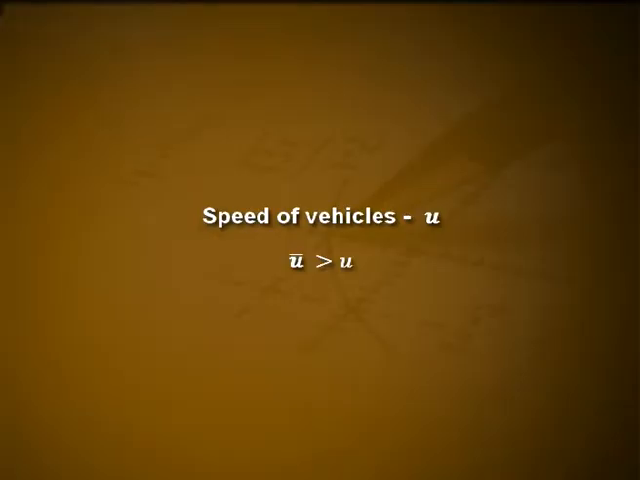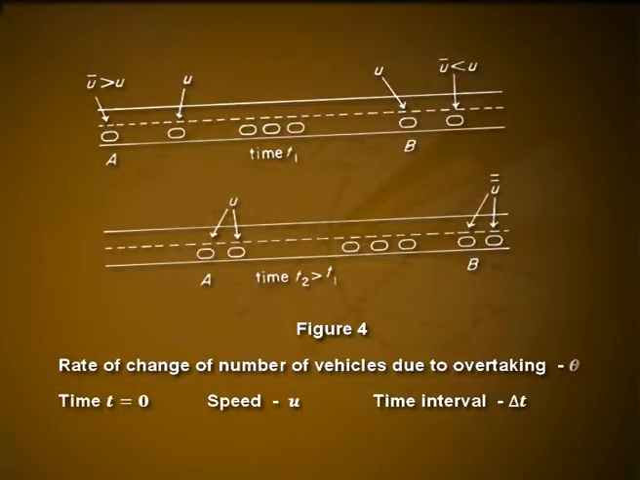Let us consider the vehicles operating at speed u. The overtaking of vehicles changes the number of vehicles at speed u in two ways. First, a vehicle operating at a higher speed ū greater than u may overtake a vehicle operating at speed u, causing an addition to the number of vehicles operating at speed u. These vehicles which are slowed down are added to queues or lines of vehicles following other vehicles. You can see this in figure 4.